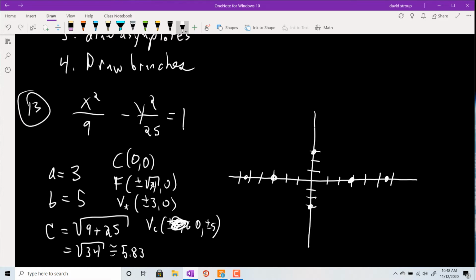right, so let's go ahead and draw our box. I'll do that in blue. Get your asymptotes going through. I'll put those in red.